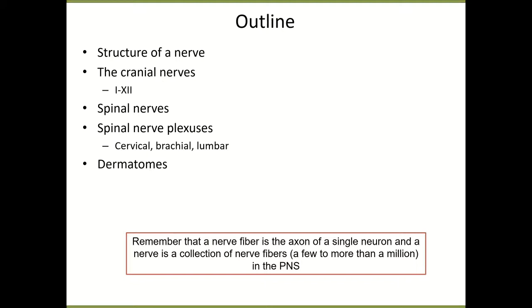And just a quick reminder, a nerve is simply a collection of axons, right? That's what we call a collection of axons in the peripheral nervous system. We call a tract a collection of axons in the central nervous system.